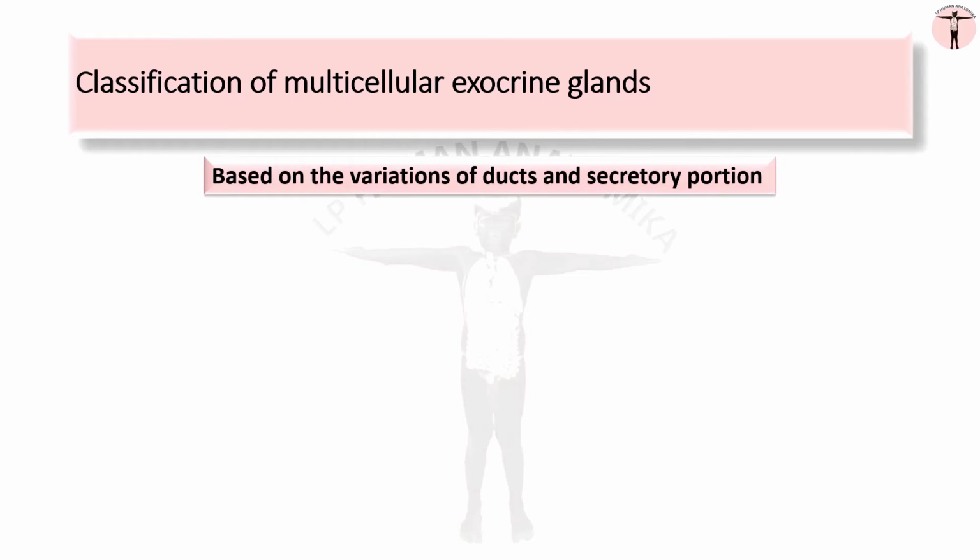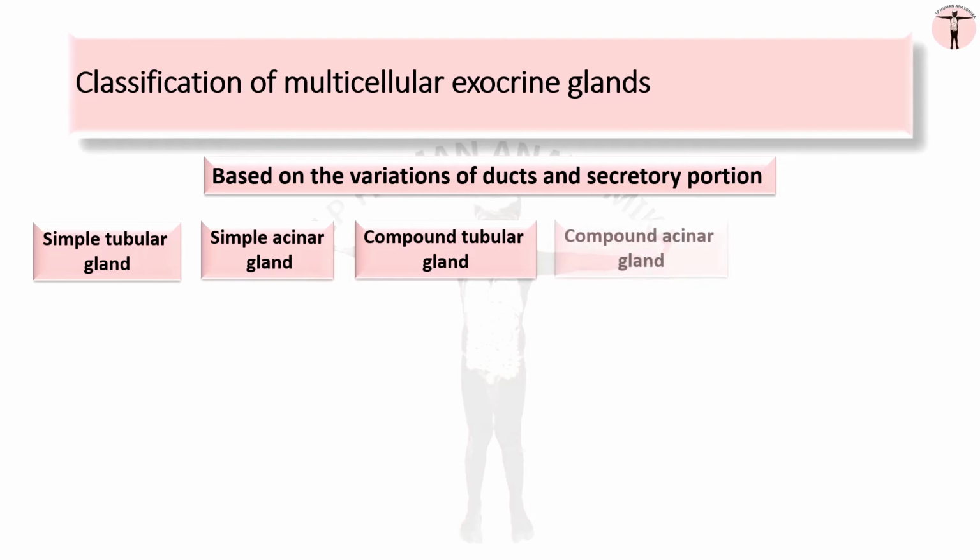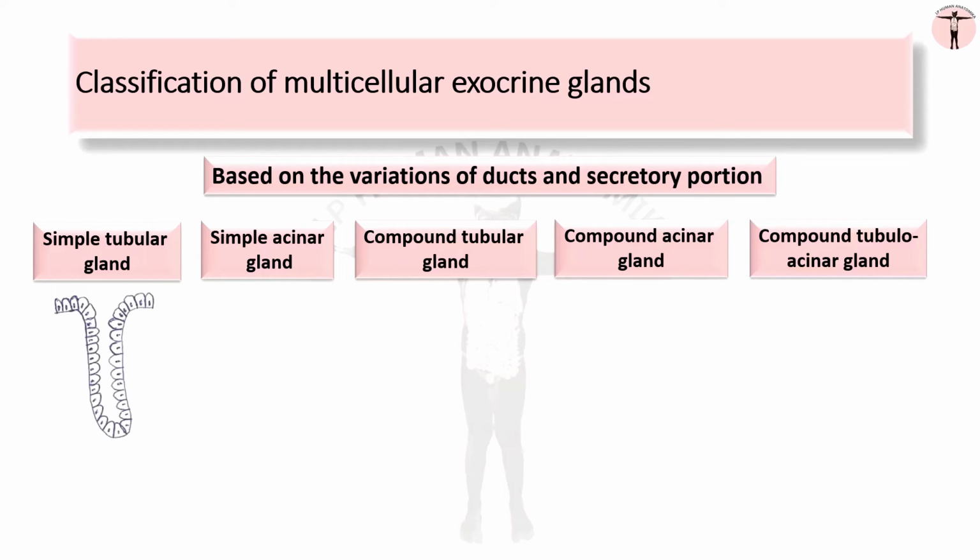Based on the variations of the ducts and the secretory portions, it is classified into simple tubular, simple acinar or alveolar, compound tubular, compound acinar or alveolar, and compound tubulo-acinar or tubulo-alveolar glands. Simple tubular gland has one duct with secretory portion in the form of tube. Simple acinar or alveolar gland has one duct with secretory portion in the form of acini or alveoli.